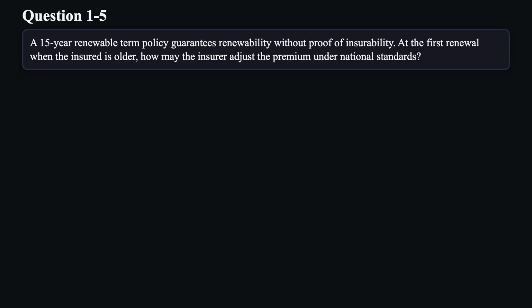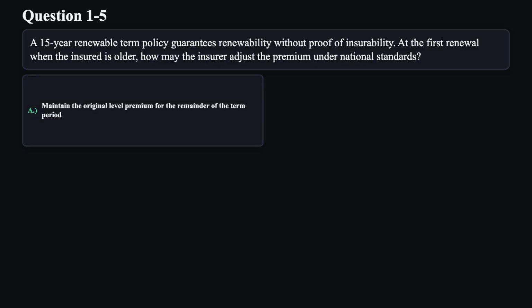Question 5. A 15-year renewable term policy guarantees renewability without proof of insurability. At the first renewal when the insured is older, how may the insurer adjust the premium under national standards?